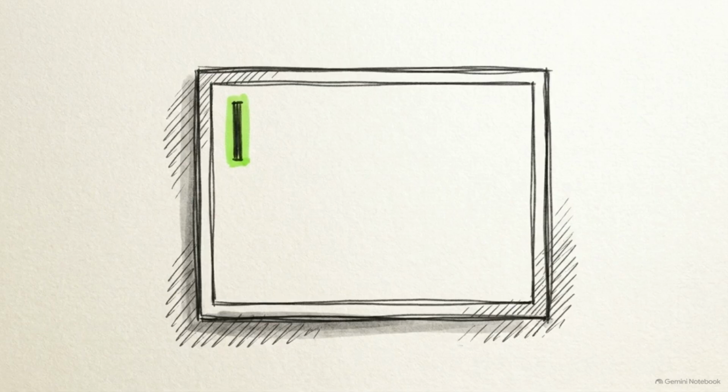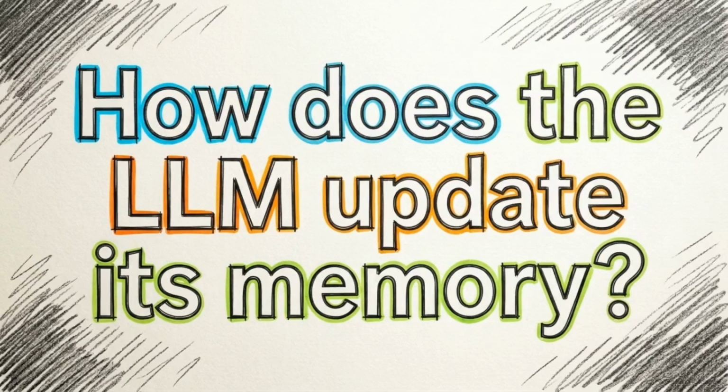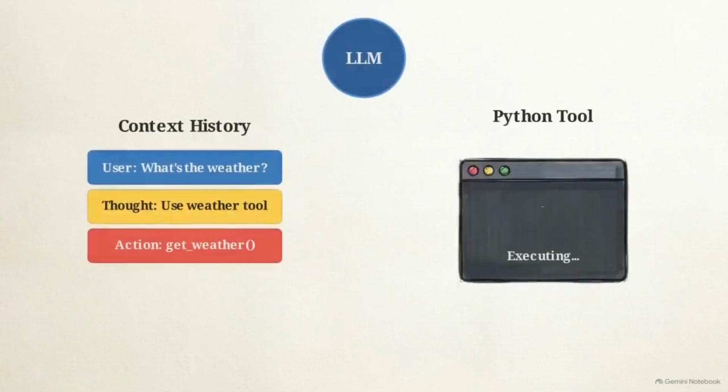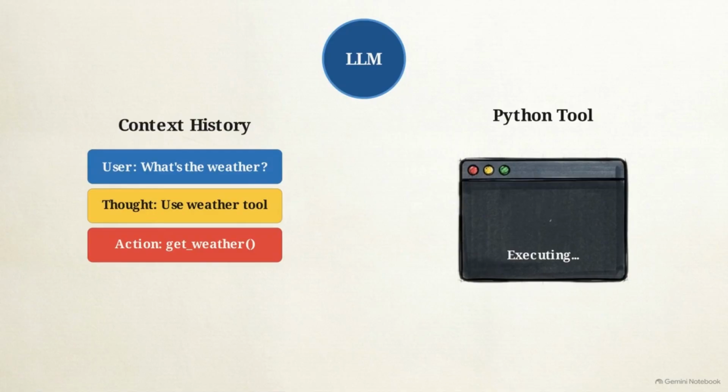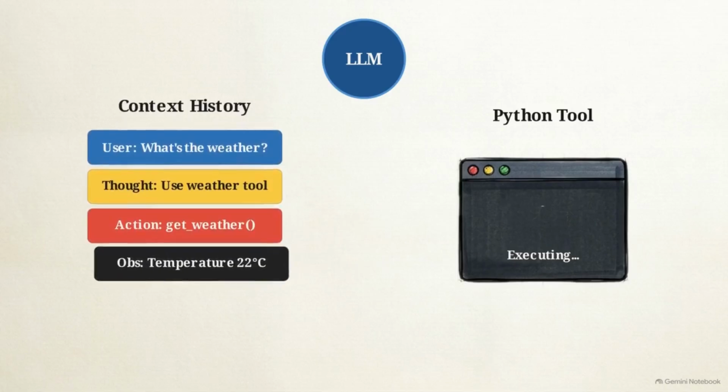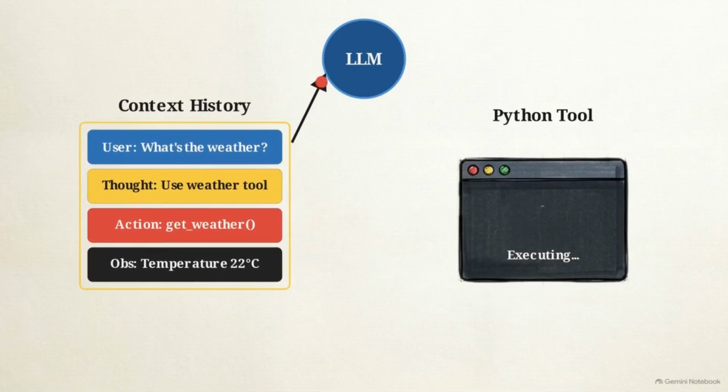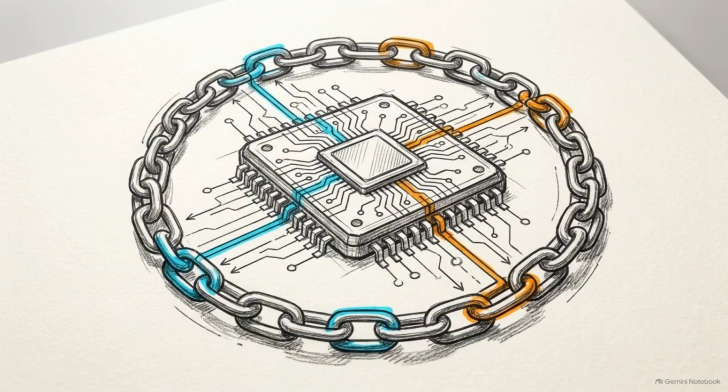Think about this. Standard language models have no memory. After the agent runs the weather tool, how does it know the temperature when it goes to calculate the next step? Here is the core mechanism. Every time a Python tool finishes running, its text output, the observation, is appended to the conversation history array. The updated stack is then sent back to the model for the next turn. By physically feeding the results of every action back into the context window, we simulate short-term memory, allowing the model to chain multiple steps together.